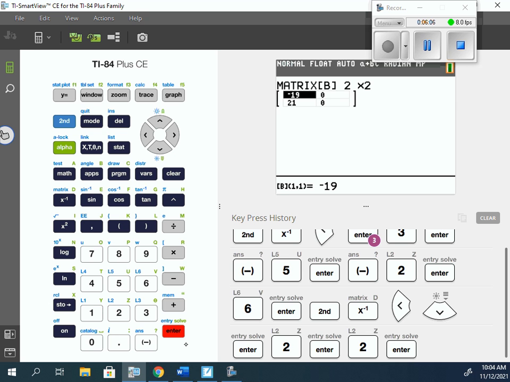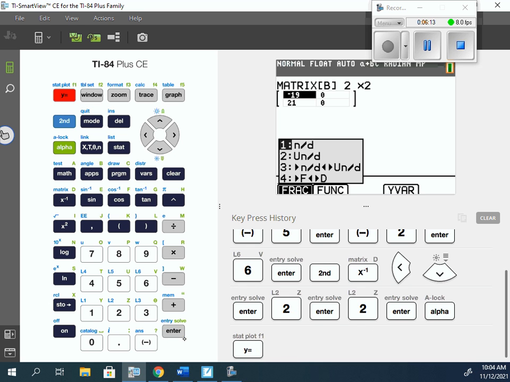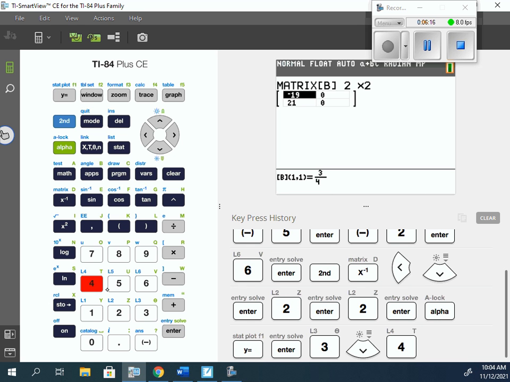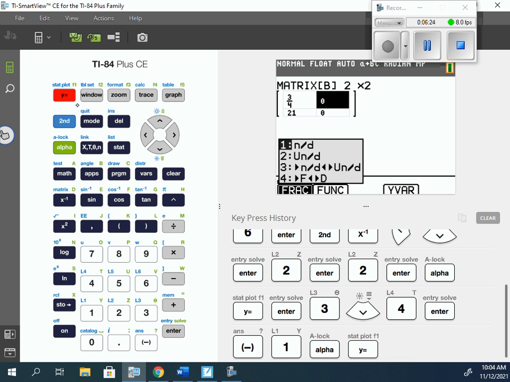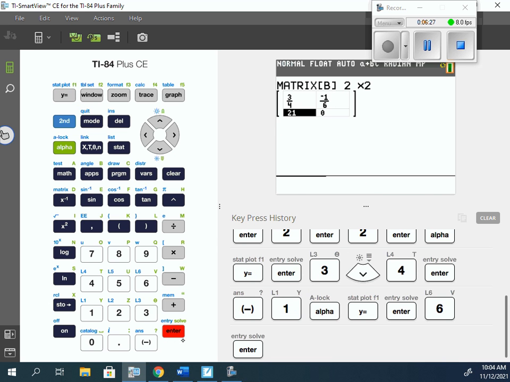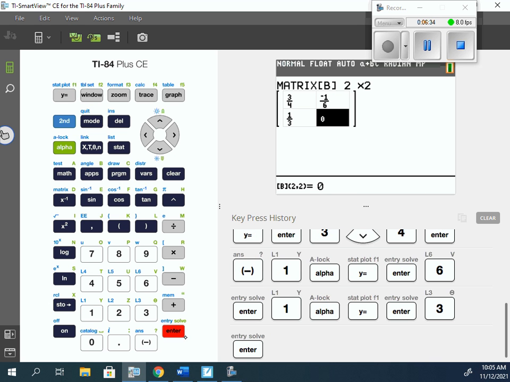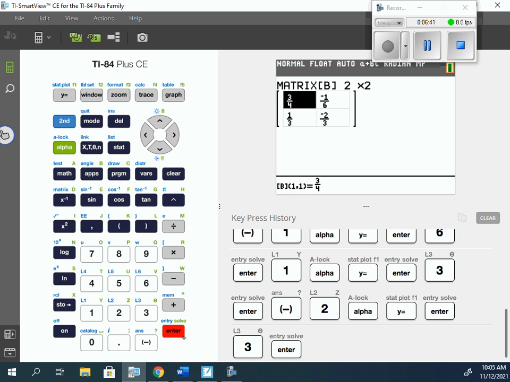Now we can do the fractions. We could say 3 divided by 4, or we can say alpha y equals enter 3 over 4. And then we have -1 alpha y equals enter 6. We have 1 alpha y equals enter 3. -2 alpha y equals enter 3. So we could do the alpha y equals enter and then type the number in, or we can type the numerator in, then do alpha y equals enter, and it'll still set it up the same. Any questions on this here?